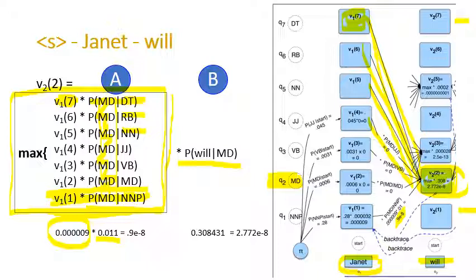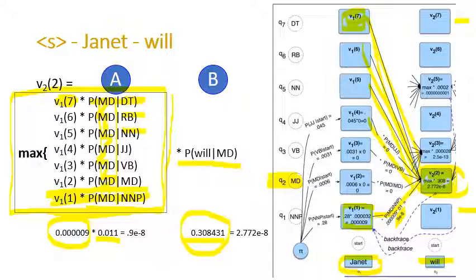So again, this is the multiplication of the value inside the box times the transition probability. But to get the value for V22, remember that you need to multiply it again with the emission probability of the word will. So let me summarize all the steps.